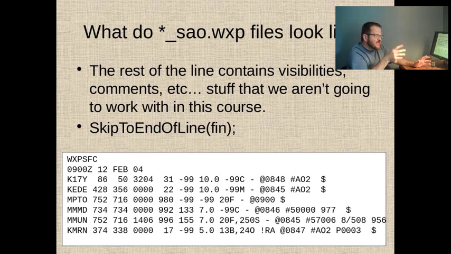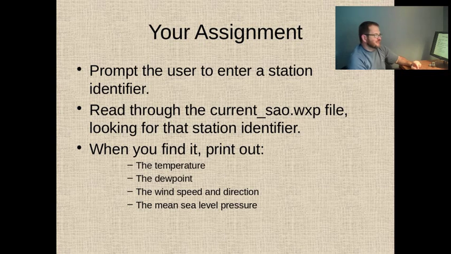We can skip to the end of this line using the skip to end of line function that I'm going to be giving you. Skip to end of line is a really powerful little tool that really ought to be built into standard input and output, but it isn't. But you can then skip to the end of the line so you're ready to start reading the next observation. So what you're going to be doing is you prompt the user to enter a station identifier, and then you read through the current underscore SAOWXP file looking for a station that matches that.